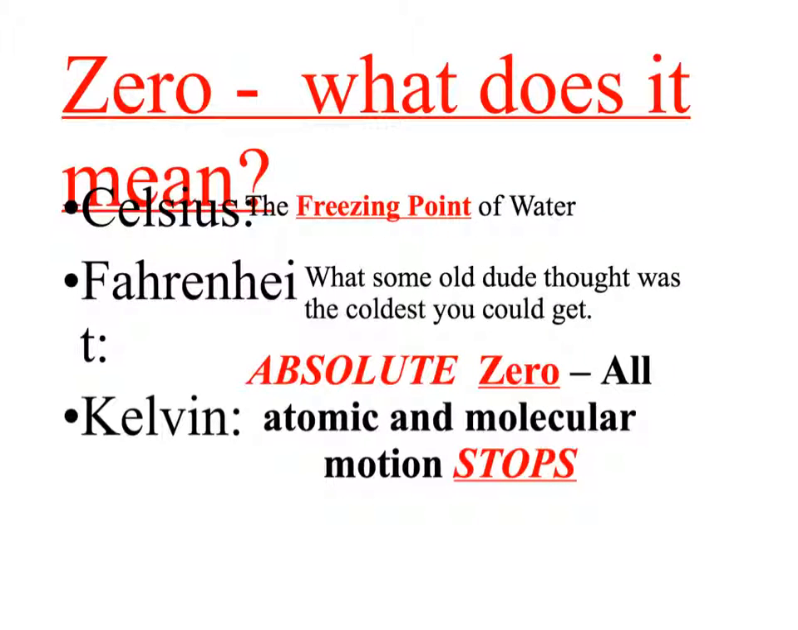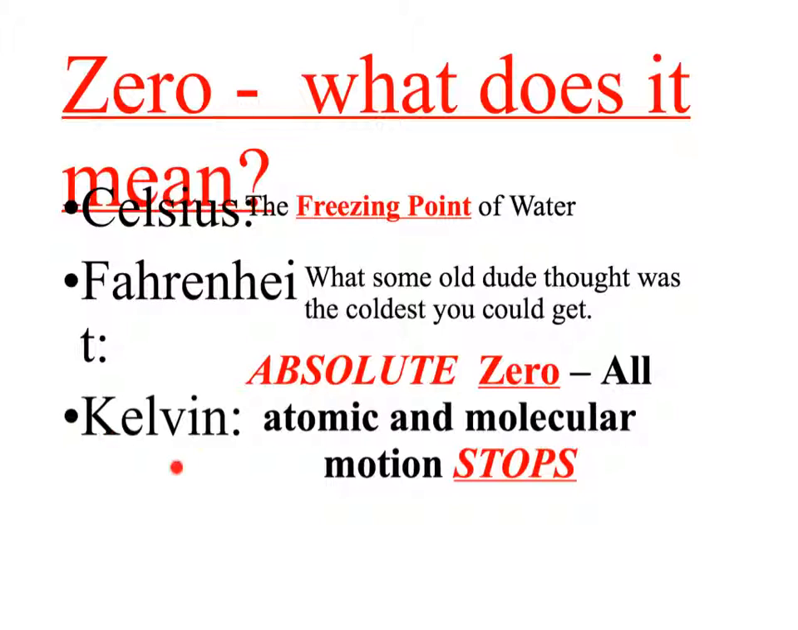All right, a little confused here, messy looking slide, but zero. What does zero mean in the various scales? Well, first of all, 0 Celsius is the freezing point of water. So the freezing point of water is represented by 0 Celsius. 0 Fahrenheit, which you're not going to be tested on, is just what some old dude thought was the coldest you could get. And he had put salt on ice, and that was as cold as he could make things, and he decided to call that 0.